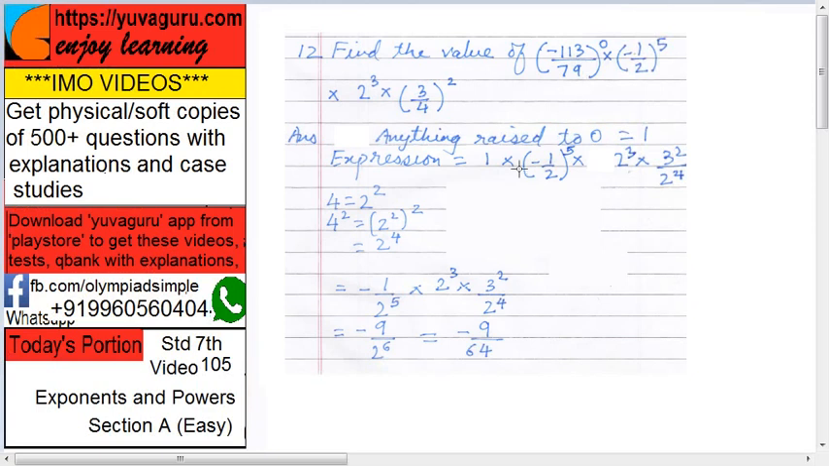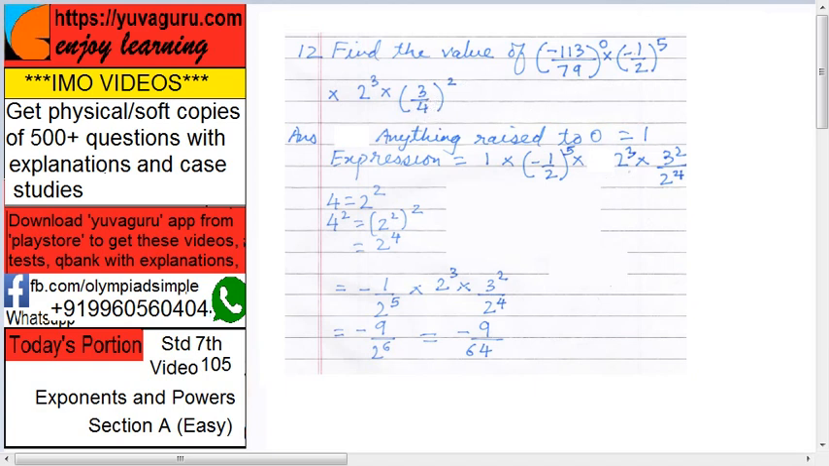So our expression becomes 1 into (−1/2)^5 into 2^3 into (3/4)^2. Now just bring this 2 inside, so it becomes 3 square upon 2 raised to 4. Earlier it was 4, and 4 means 2 square, right? And this 2 has been brought inside, so 2 raised to 2 into 2, that is 2 raised to 4.